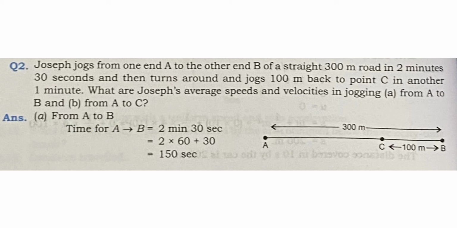Time for A to B is 2 minutes 30 seconds. So students, now you know what you have to do. You have to convert it into seconds. How will you convert? 2 into 60 plus 30, that is equal to 150 seconds. That is the time for A to B.